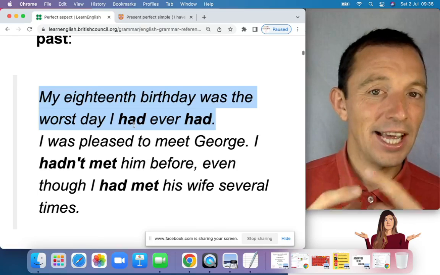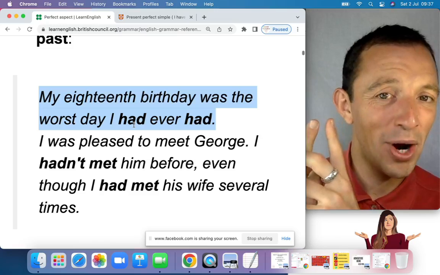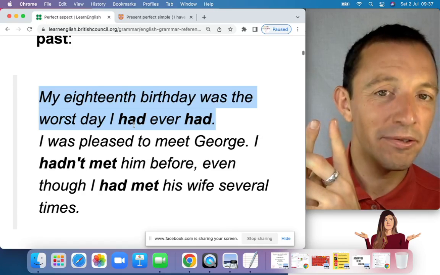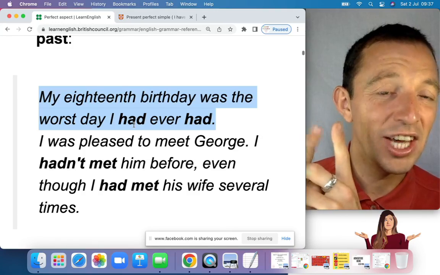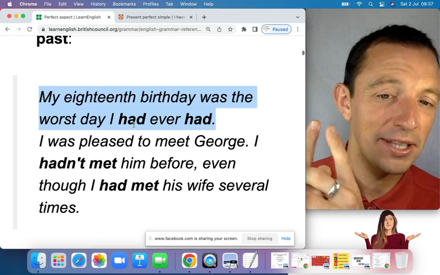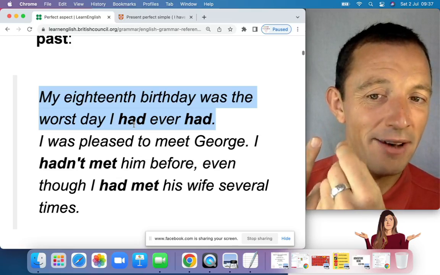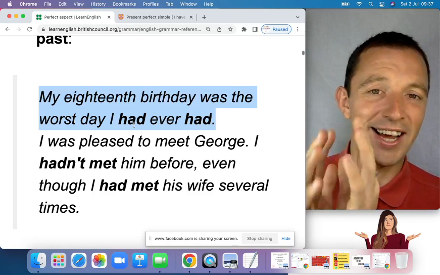And yes, it is possible in English, had plus had, and this is the past perfect of the actual verb to have, because the auxiliary is have as well in the past perfect, plus the participle of the original actual verb to have. So it was the worst day I had ever had.